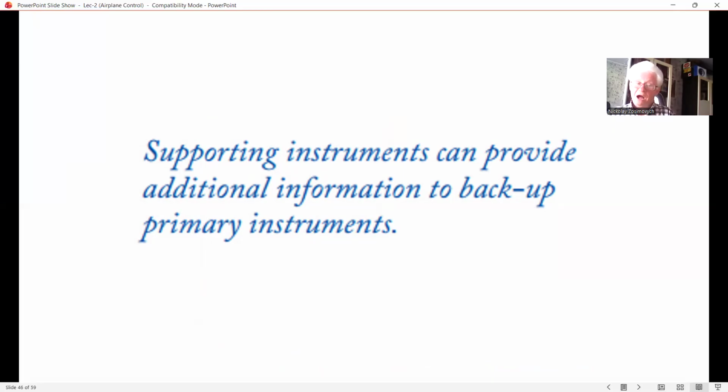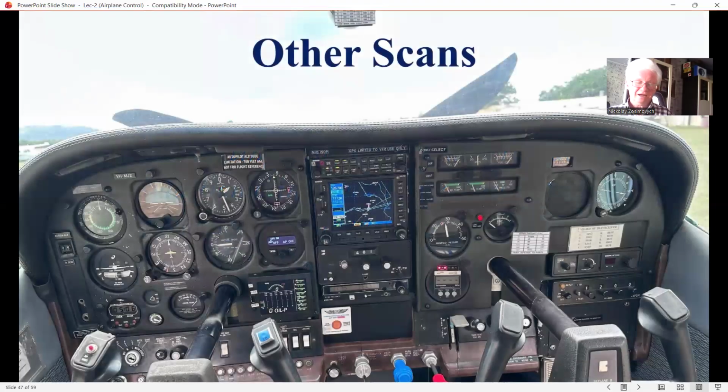For example, altitude is indicated directly on the altimeter, but any tendency to depart from the altitude may first be indicated on the VSI, especially in smooth air, which makes it a very valuable supporting instrument to the altimeter. The bottom line of the scan is simple: keep your eyes moving, okay? And other scans, next question.